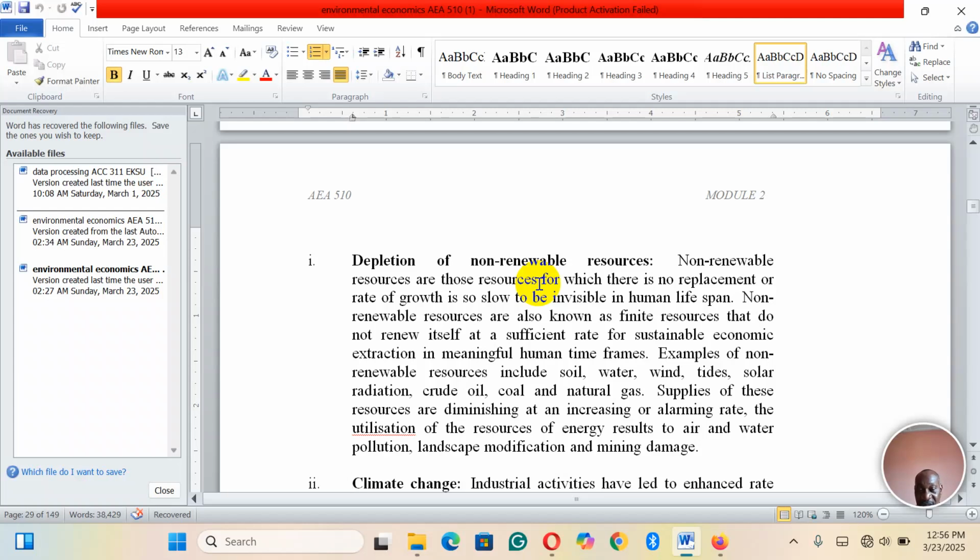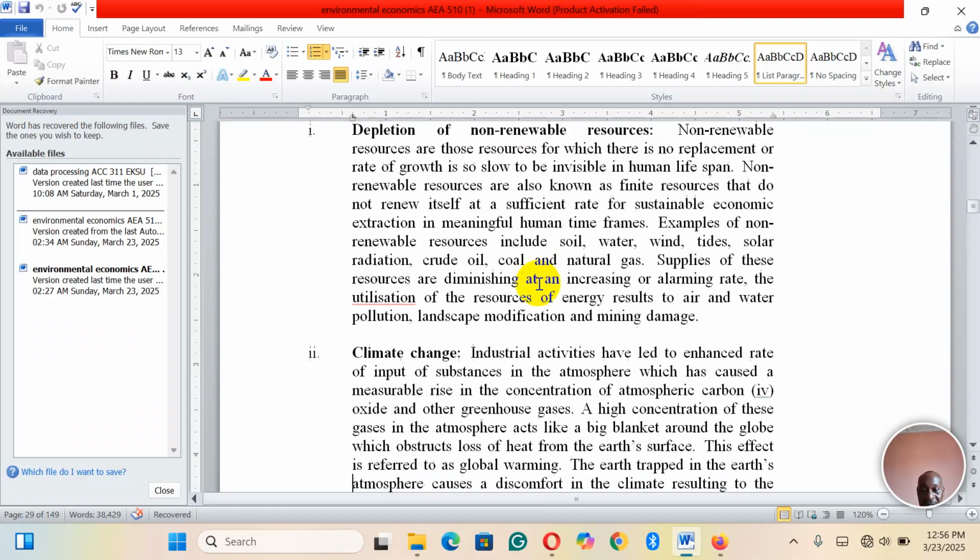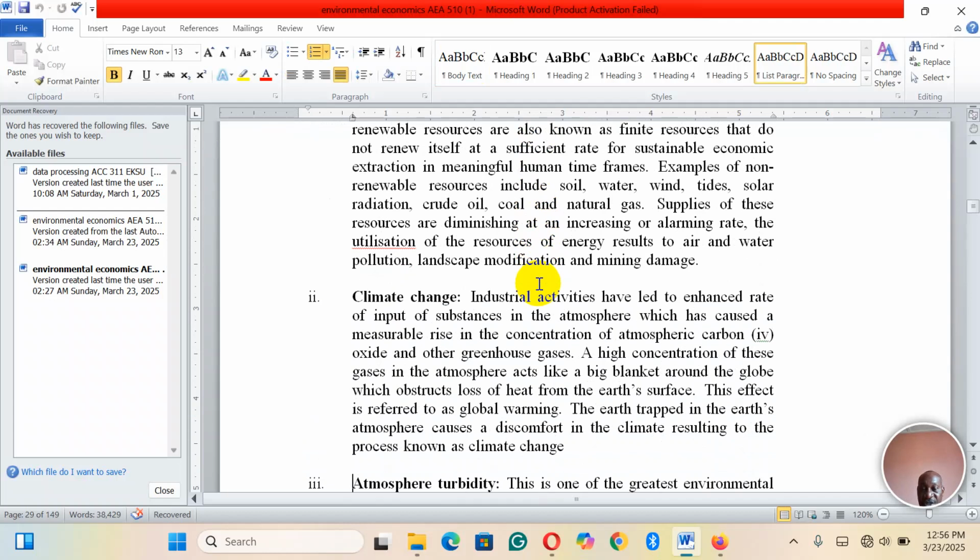Supplies of these resources are diminishing at an increasing or alarming rate. The utilization of energy resources results in air and water pollution, landscape modification, and mining damages. Two is climate change.